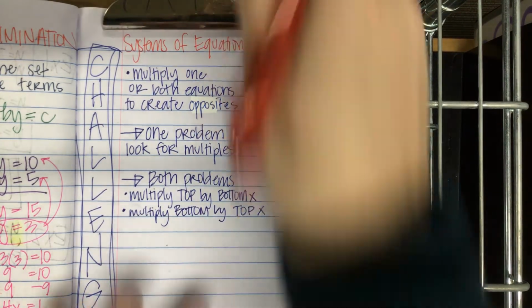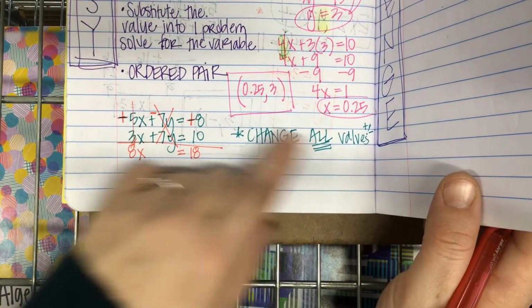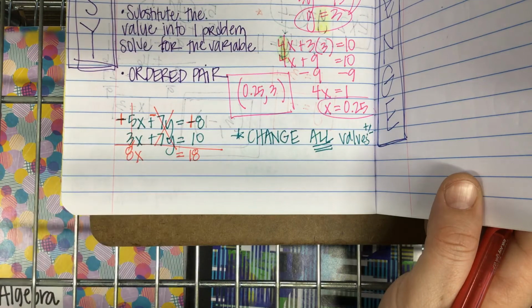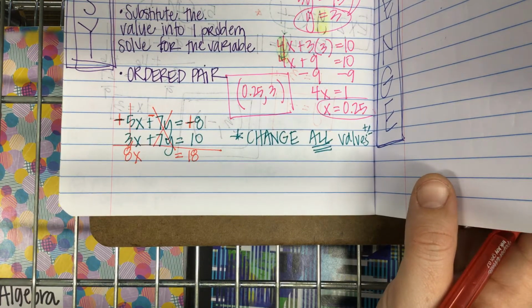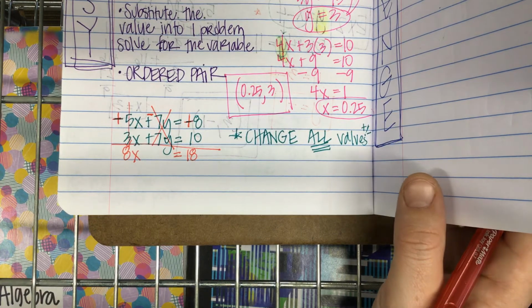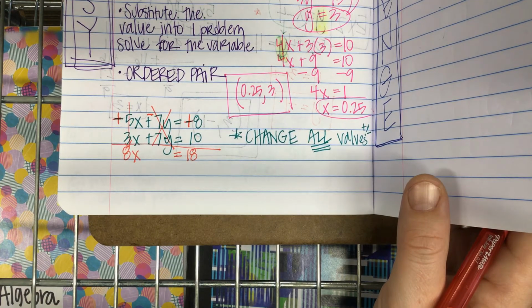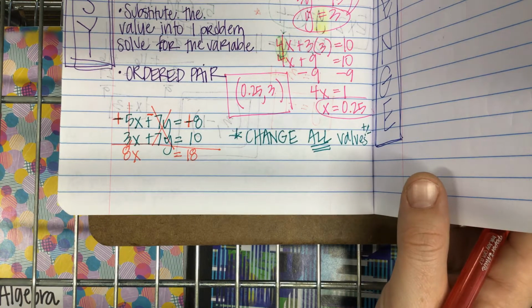And remember, always, always, always remember, you can change all the values in one of the equations, but you have to change every single value. A positive becomes a negative. The negative becomes a positive. All the way through the problem. That's multiplying by -1. And if you do the same thing to everything, that's okay.